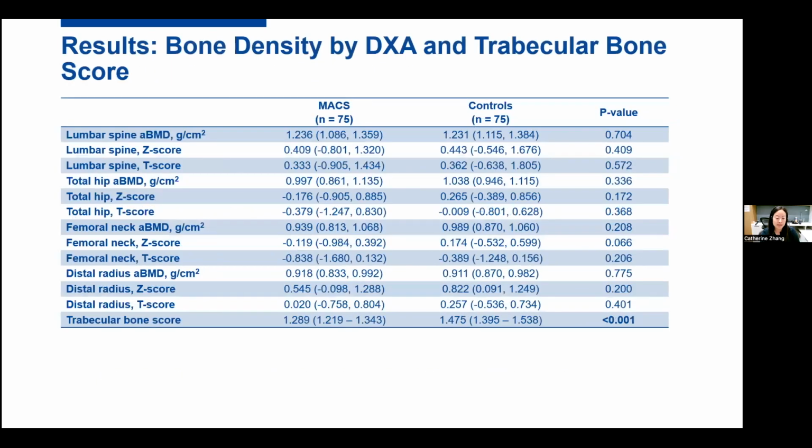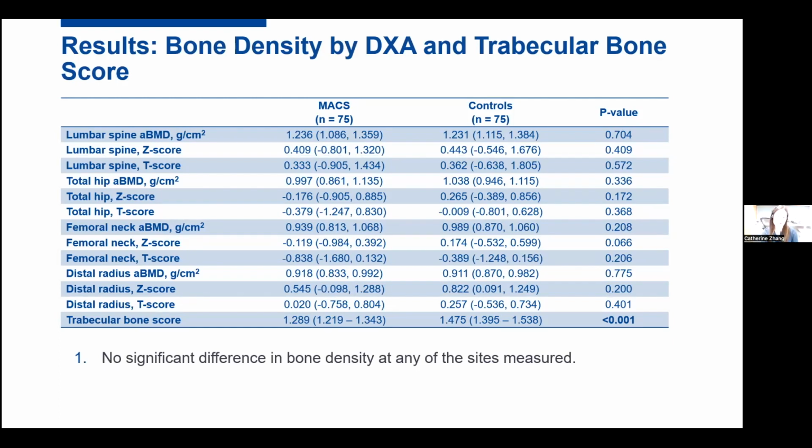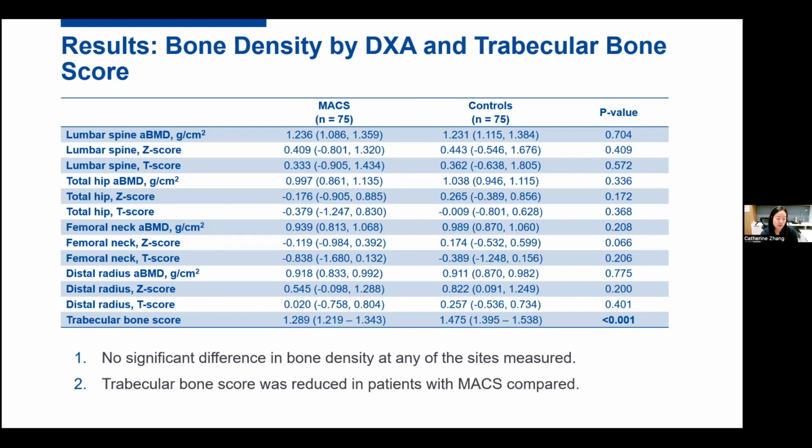In looking at bone density by DEXA, we did not see a significant difference in bone density at any of the sites measured. This included the lumbar spine, the total hip, the femoral neck, and the distal radius as well. However, we did see that trabecular bone score was reduced in patients with MACS compared to our controls.